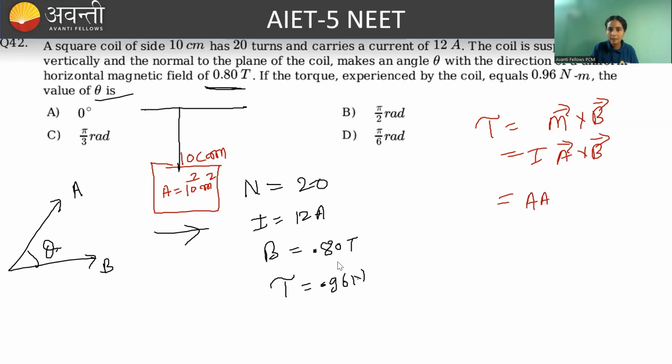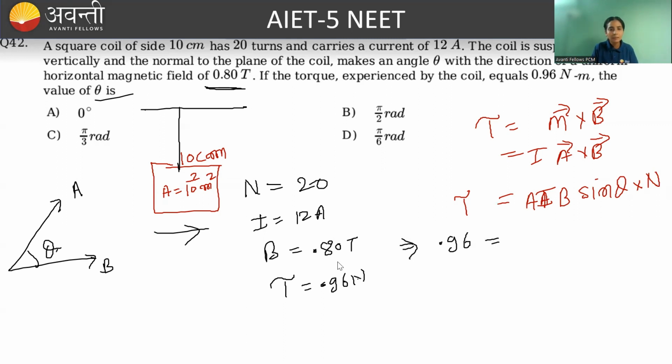Now, I A B sine theta, and that is equal to torque. This torque is acting on a single coil, and here we have how many coils? N turns. So in total, torque will be this into N. So this is the total torque formula. And in the question, torque acting, that is total torque, is 0.96 Newton.